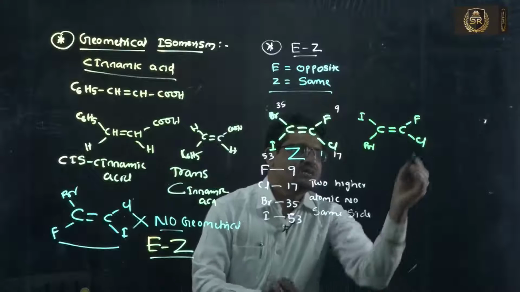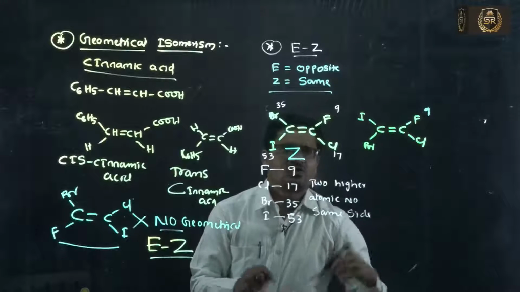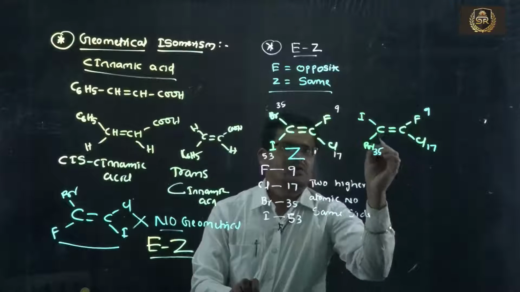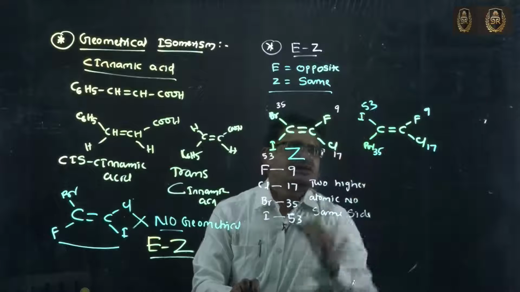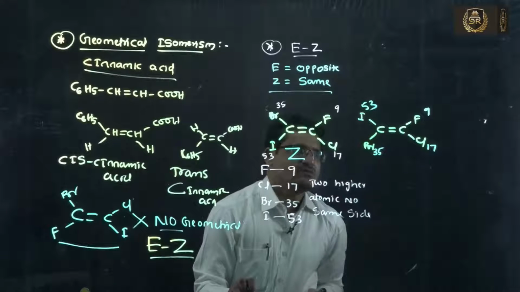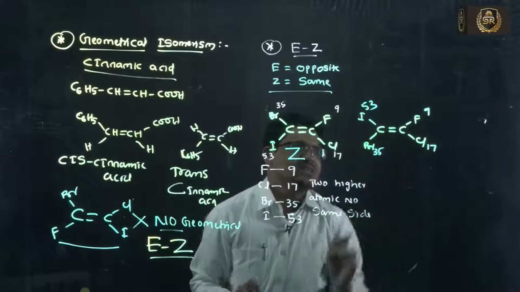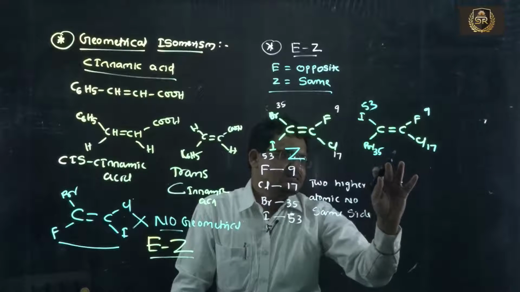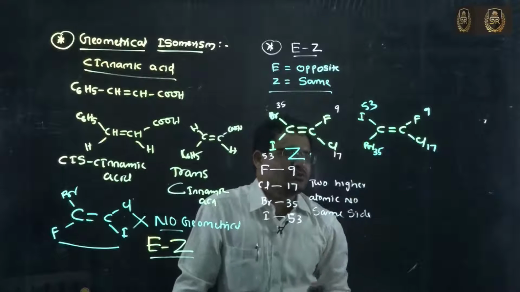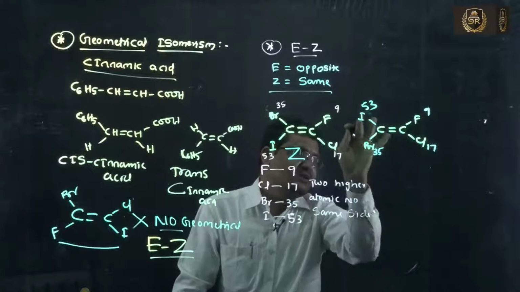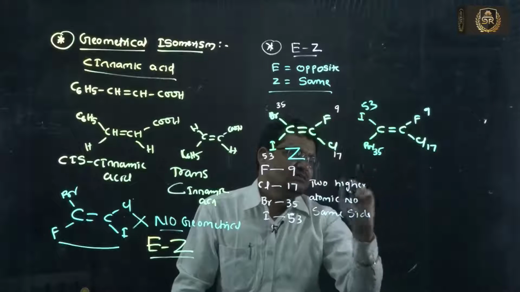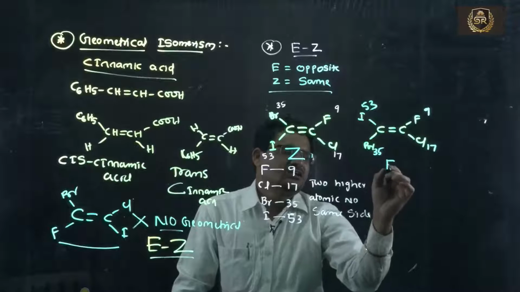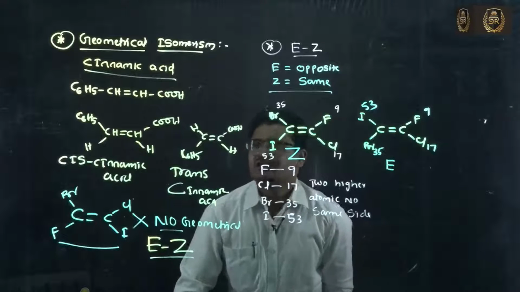Fluorine atomic number is 9, chlorine 17, bromine 35, iodine 53. So what we observed: on one side, 53 plus 9 is 62, and on the other, 35 plus 17 is 52. The two higher atomic number groups, 53 plus 17, 70, are on opposite sides, which is called E configuration.